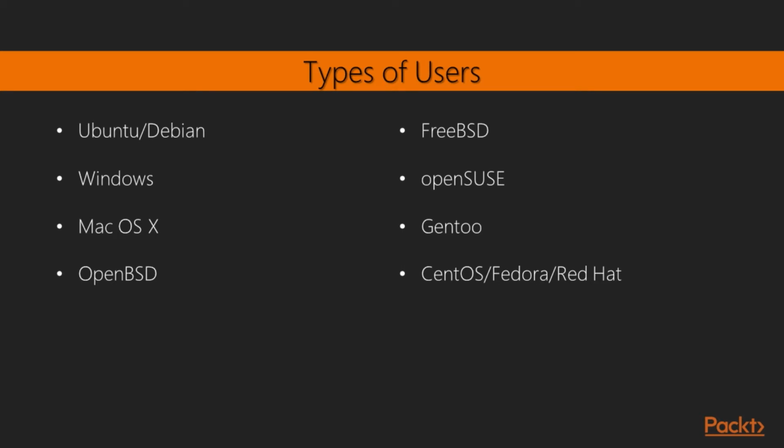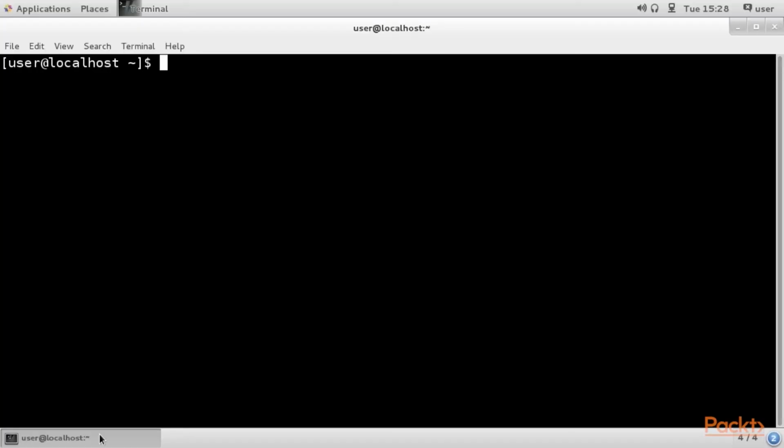We can install it on at least these operating systems: Ubuntu Debian, Windows, Mac OS X, OpenBSD, FreeBSD, OpenSUSE, Gentoo, CentOS, Fedora, or Red Hat. One of the easiest options I recommend is to use a WAR file. A WAR file can be used with or without a container or web application server.